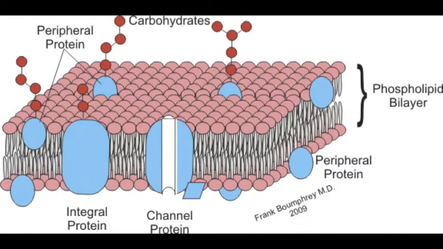This is a drawing of the cell membrane. You can see two parts to the membrane, the phospholipid bilayer and the proteins. The phospholipid bilayer has two parts. The pink circles are the heads of the phospholipid molecules. The gray tails are the tails of the phospholipid bilayer. Notice that the heads are at the top and the bottom of the membrane, and the tails face inward.